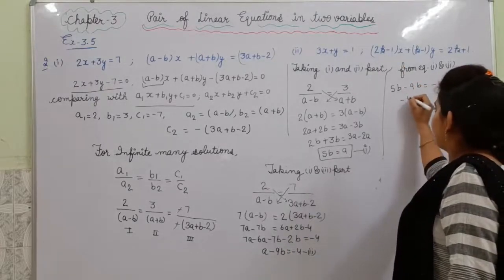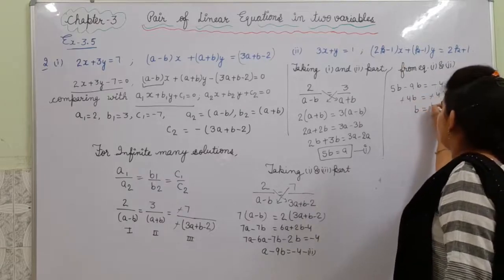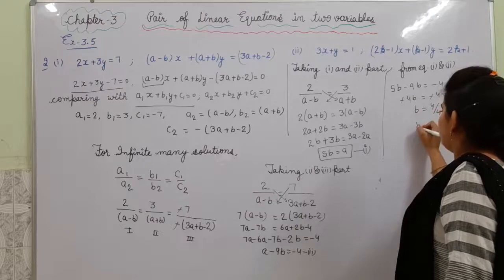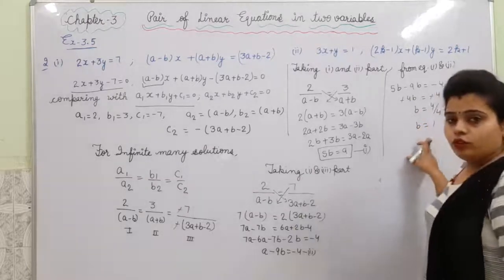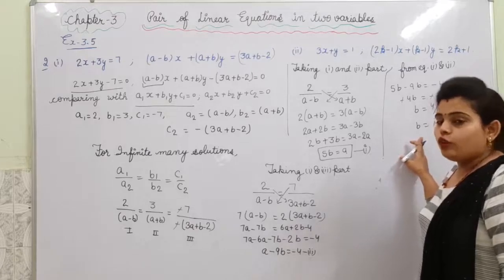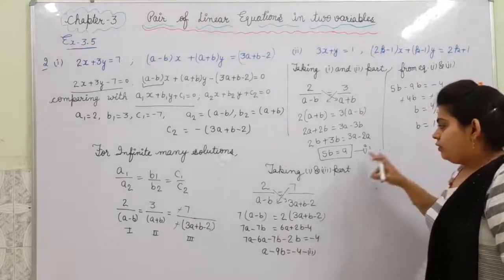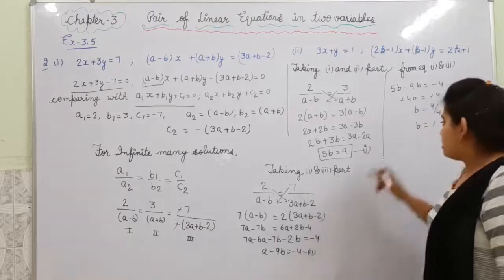From here minus 4b is equal to minus 4. Minus cancels out. b is equal to 4 by 4, b is equal to 1. It is the value of b. Now using this what we will do? We will find the value of a. How can we find? By putting the value of b either in first equation or in equation second.